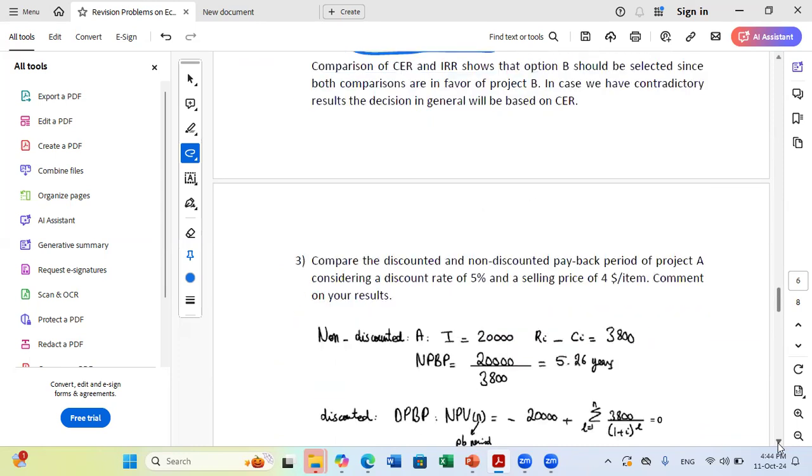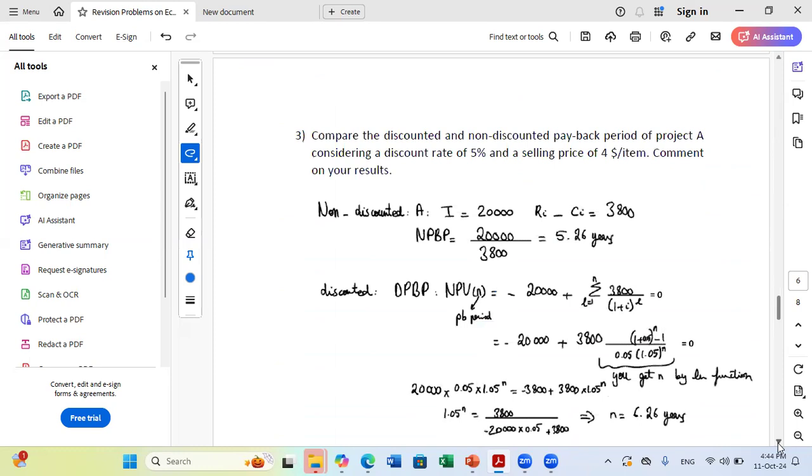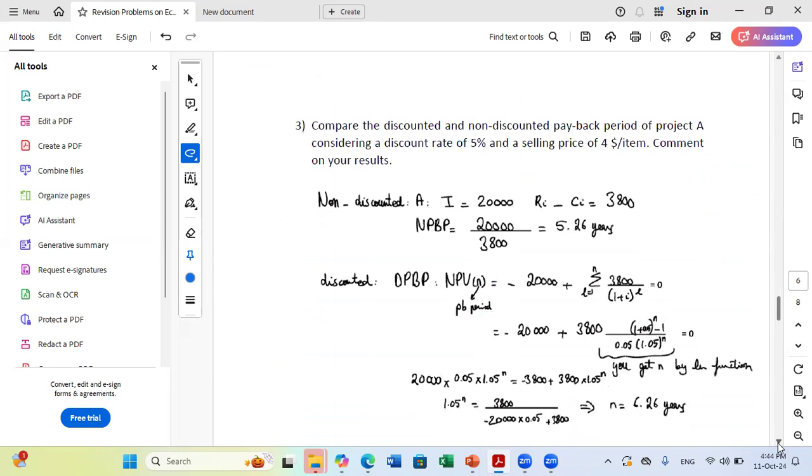Okay, now, in the third question, we want to compare the discounted and non-discounted payback period of project A, considering a discount rate of 5% and a selling price of $4 per item. And we want to comment on the obtained results. So now, going back to project A, we want to compare, as they asked for, the discounted and non-discounted payback period. Now, you know that the non-discounted payback period is not very accurate because it doesn't take into account the time value of money.